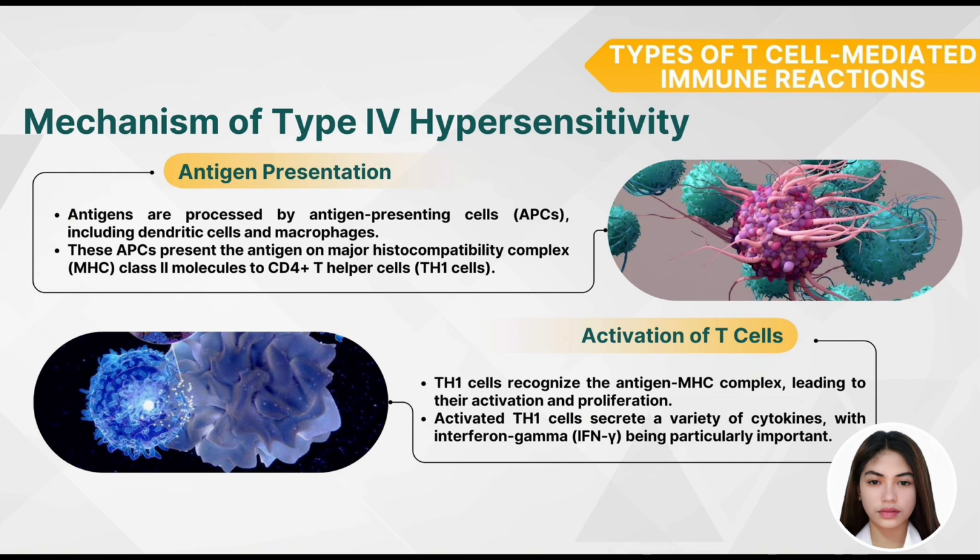Mechanisms of type 4 hypersensitivity. Antigen presentation. Antigens are processed by antigen-presenting cells, APCs, including dendritic cells and macrophages. These APCs present the antigen on major histocompatibility complex, or MHC, class II molecules to CD4 positive T helper cells, Th1 cells.